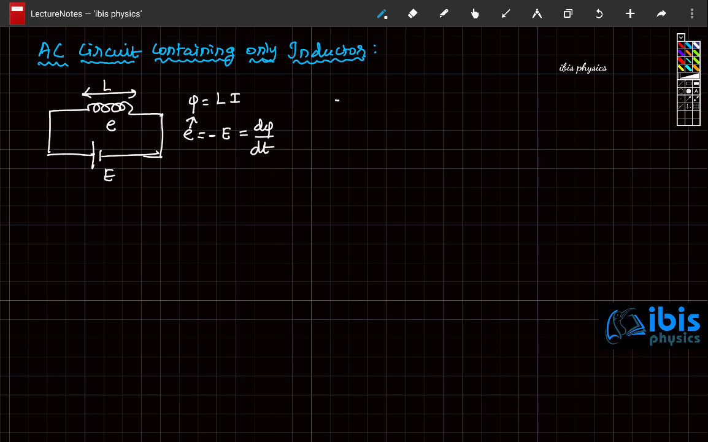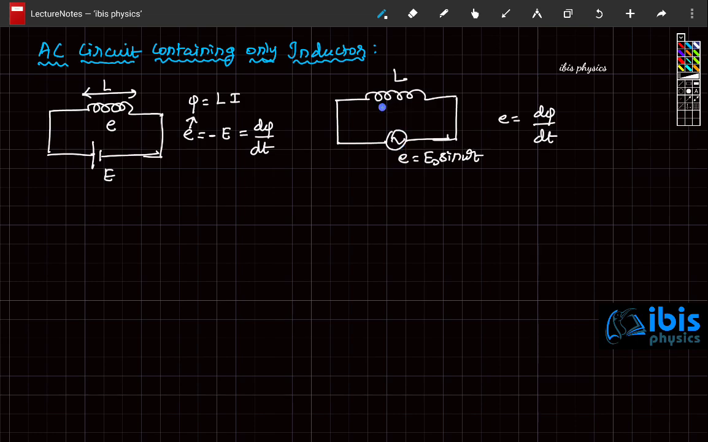In the same way, if an inductor L is connected across an alternating EMF E given as E naught sine omega t, we know that EMF is equal to minus of d phi by dt, and the applied EMF will be opposite to this. That is why minus of minus d phi by dt is the applied EMF. So d by dt of phi is equal to L into I, the instantaneous current.